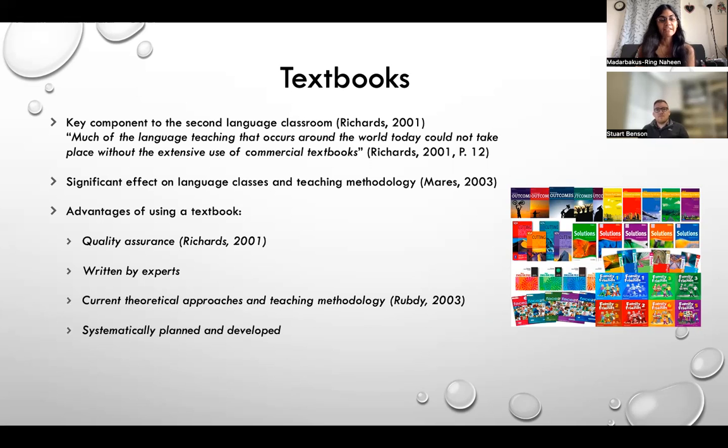Textbooks are also systematically planned and developed. So as we know, they usually run from Unit 1 to 10 or Unit 12. And this is designed so that it does get more difficult as the units go on and helps the learner progress in their line of study. There is specific attention given to vocabulary in textbooks and curriculum design, which Stuart will talk about a little bit more now.